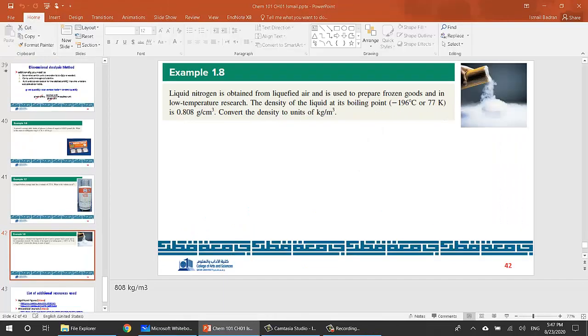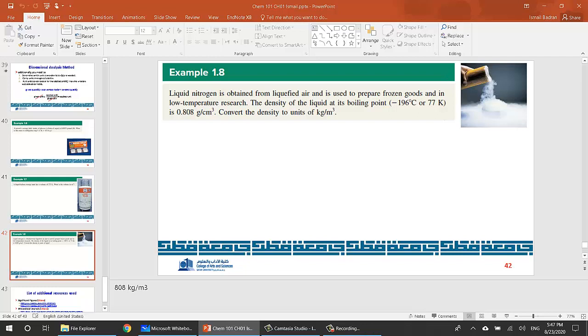Last question in this chapter is: liquid nitrogen is obtained from liquefied air and is used to prepare frozen goods, low temperature research. This is a statement that has nothing to do with the question. It's just to confuse you, or just to provide you with general information. The density of the liquid at boiling point, which is minus 186 or 77 Kelvin, is 0.808 gram per centimeter cube. Convert this density to units of kilogram per meter cube.